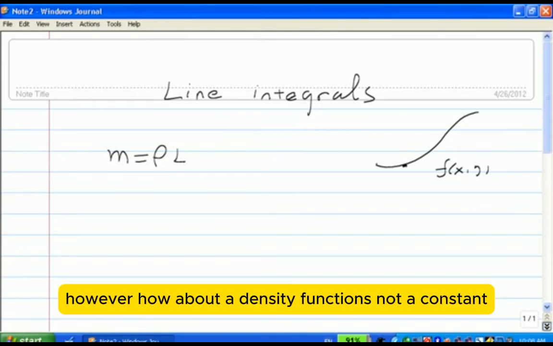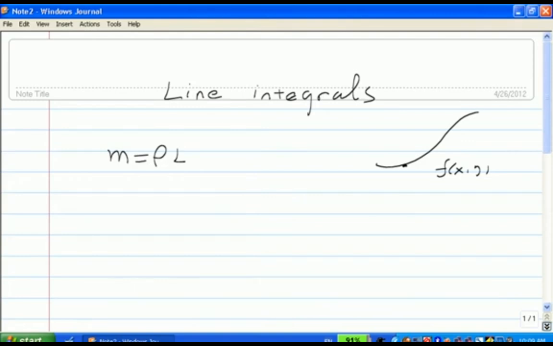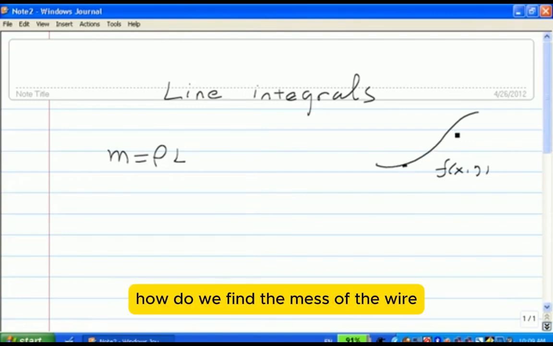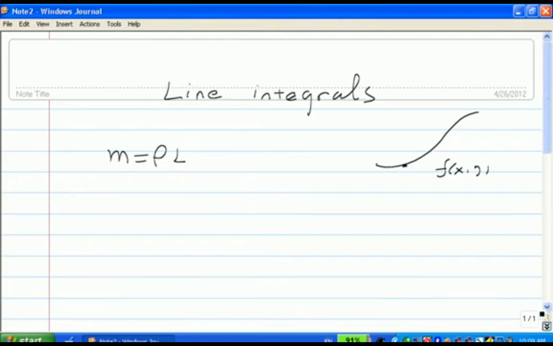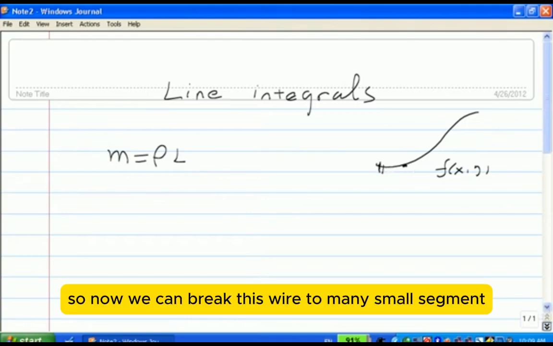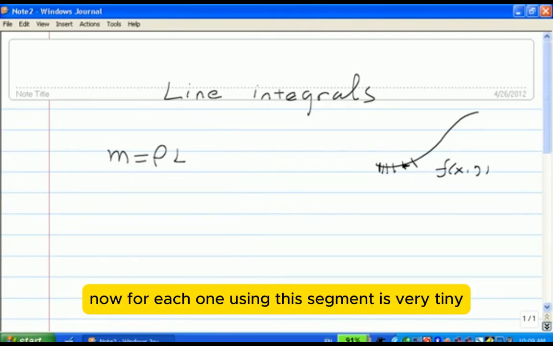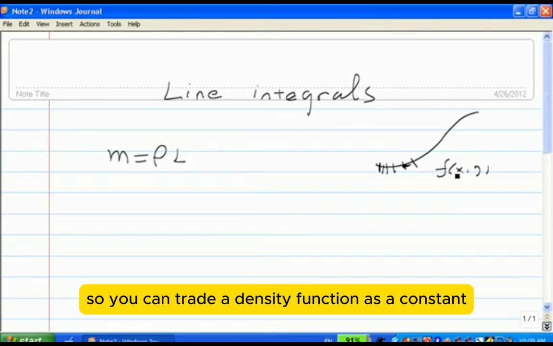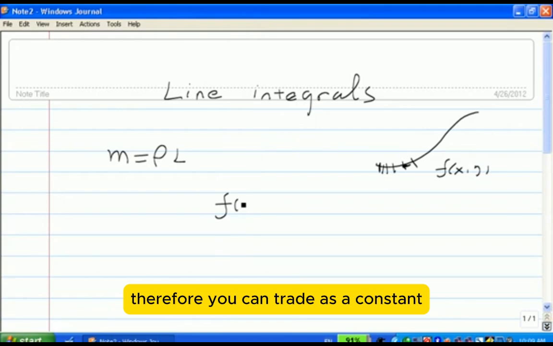However, how about if the density function is not a constant? How do we find the mass of the wire? The idea is the same. Now we can break this wire into many small segments. For each one, this segment is very tiny, so you can treat the density function as a constant.